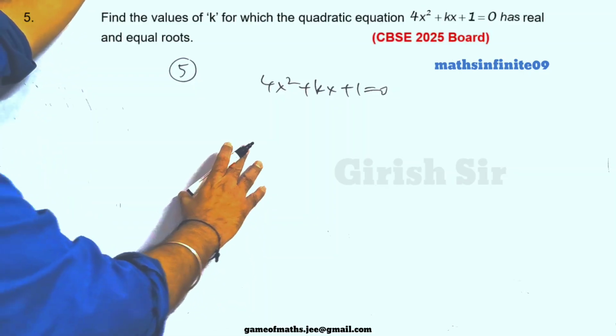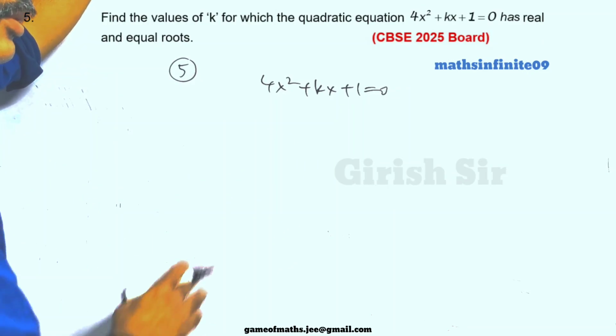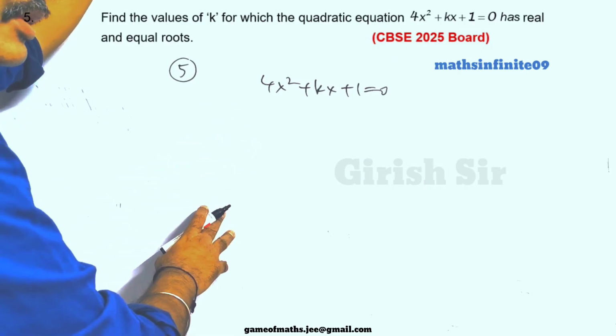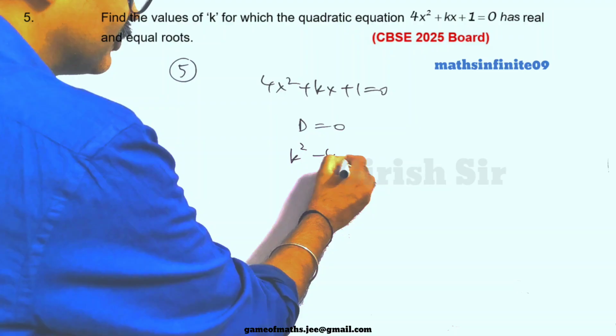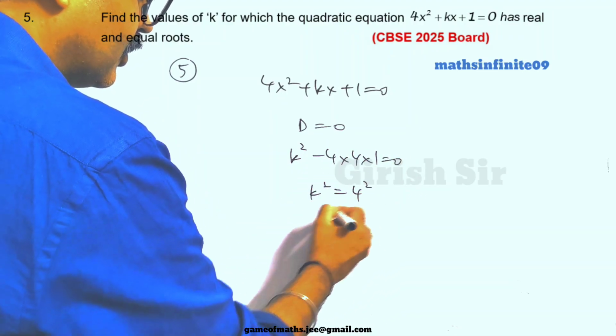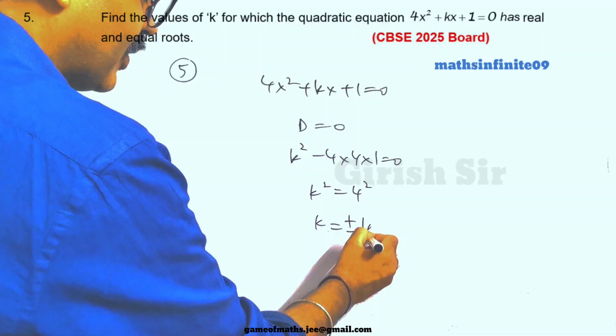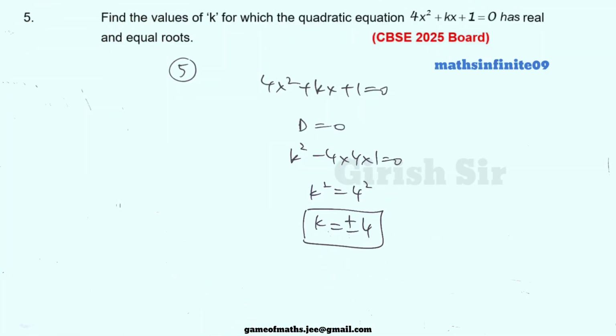In the next question, it is again a similar question: for what values of k the given quadratic equation will have real and equal roots. So we'll put D equal to 0, that gives me, so the values of k we get are plus minus 4. Okay.